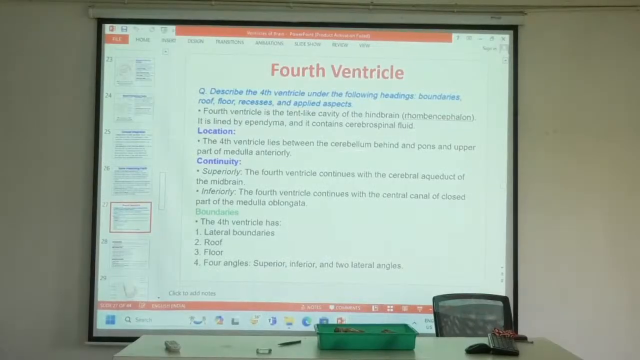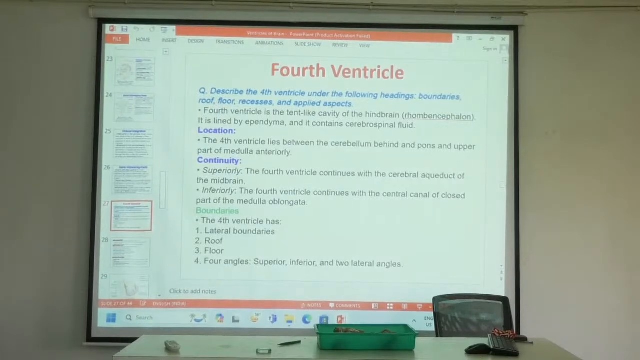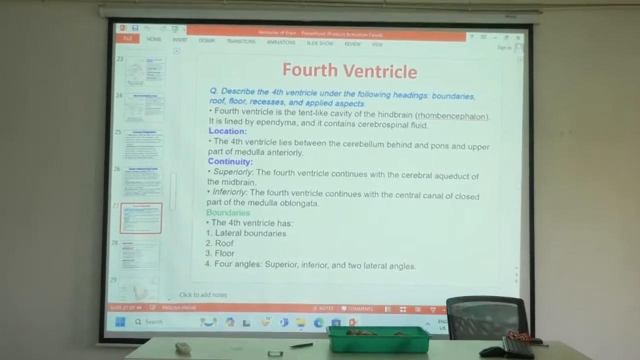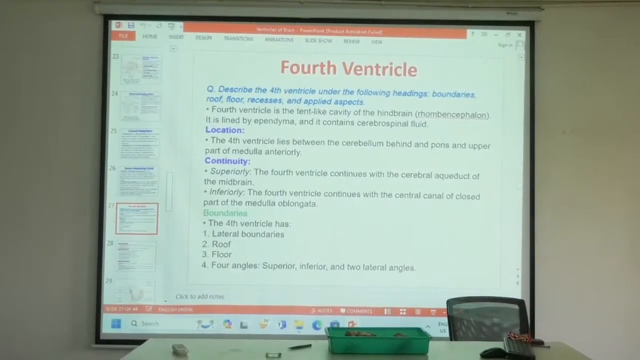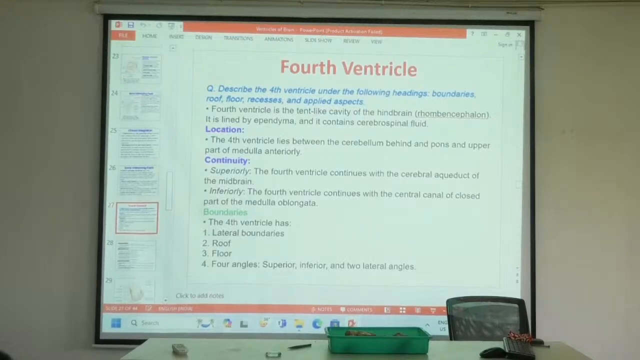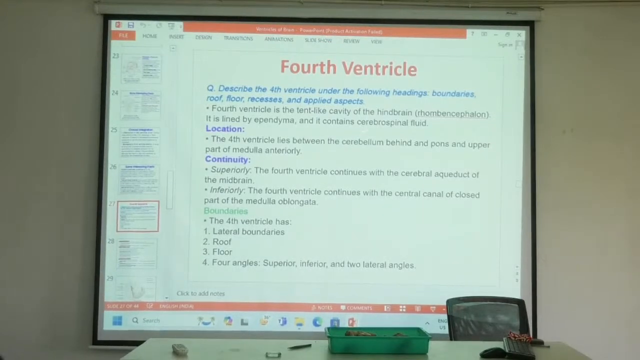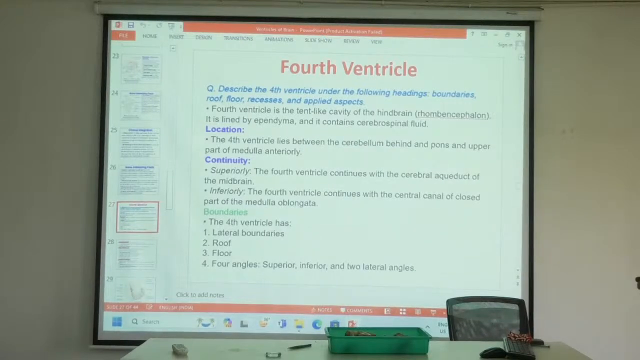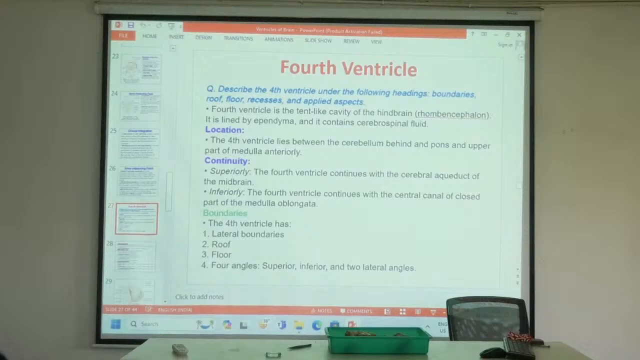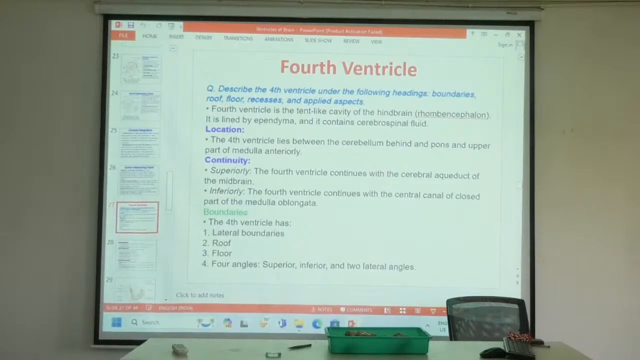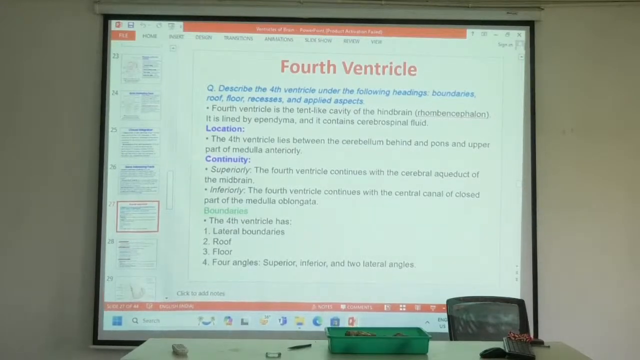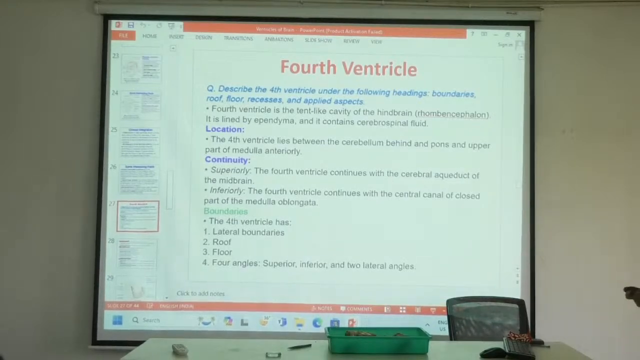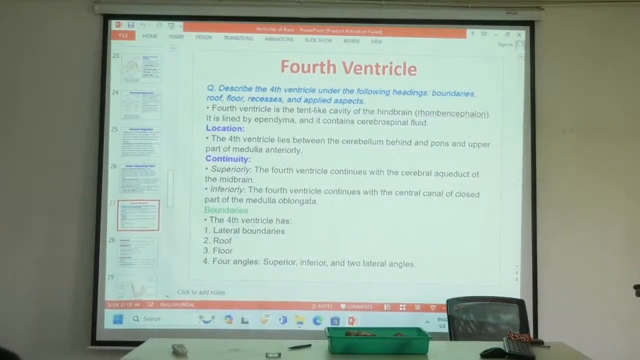Fourth ventricle is the tent-like cavity of the hindbrain. Hindbrain is rhombencephalon. It is lined by ependyma and contains cerebrospinal fluid, CSF. Okay. What is the location of the fourth ventricle? It lies between the cerebellum behind and the pons and upper part of the medulla anteriorly. Okay, so this is the location of the fourth ventricle. Now the continuity.